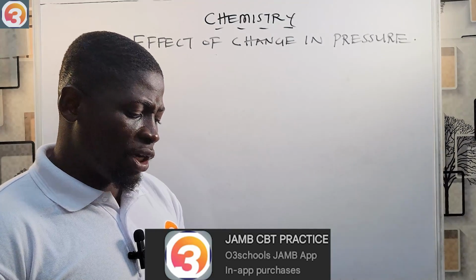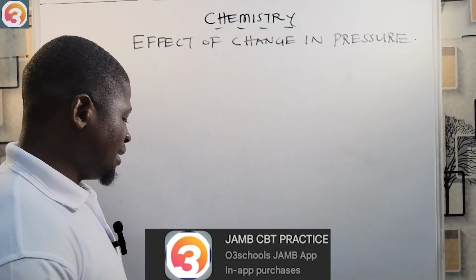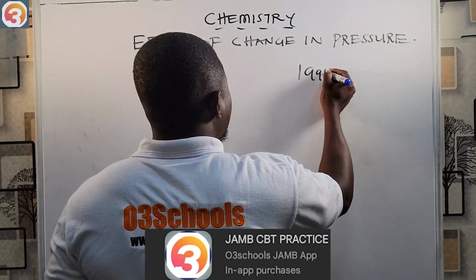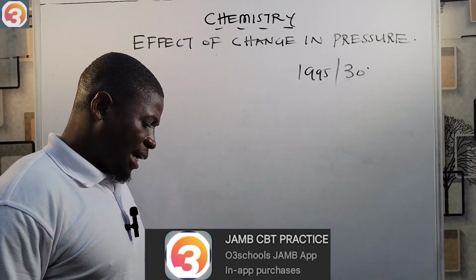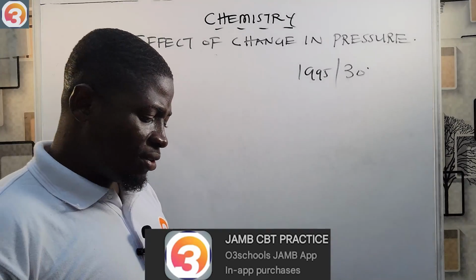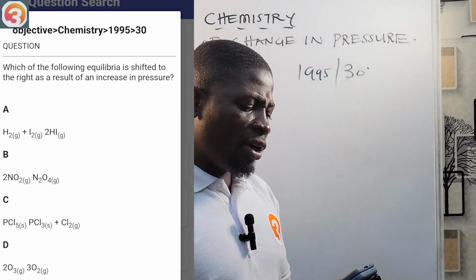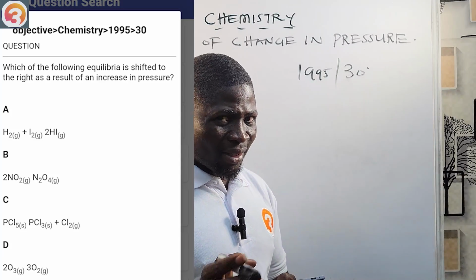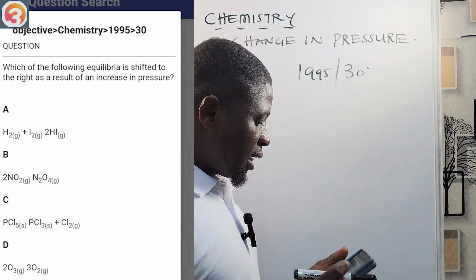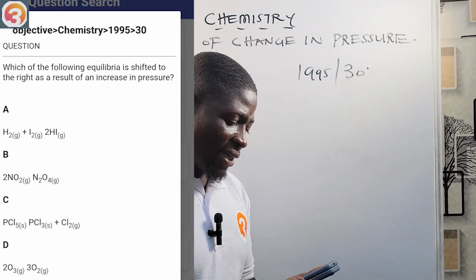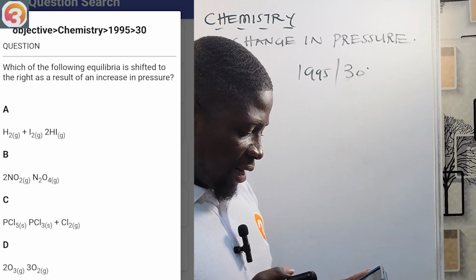Now, we have a question here from 1995, question 30. It is being displayed on your screen right now. They said, which of the following equilibria is shifted to the right as a result of an increase in pressure? Let's look at the reactions.